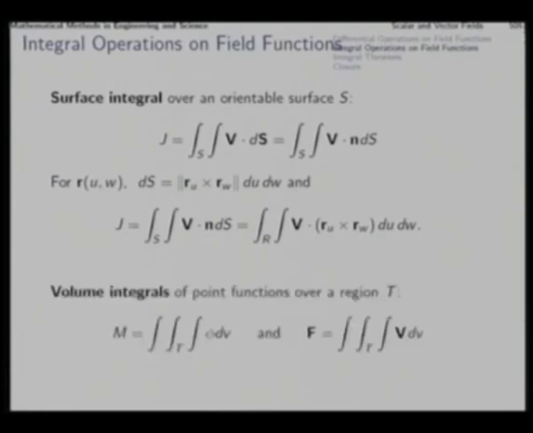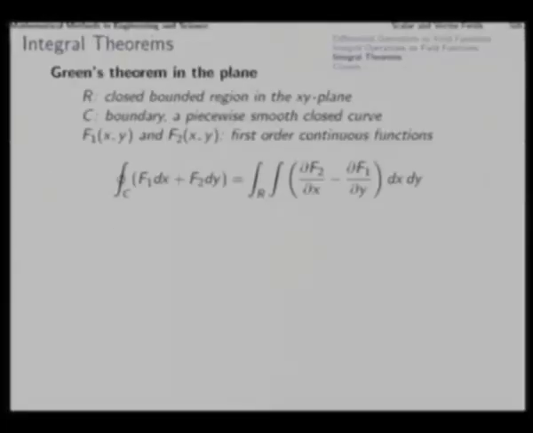Finally, we have got the volume integral, which operates over a differential volume. Volume integral you can evaluate for scalar field functions as well as vector field functions. So, in terms of these integrals, we have quite a few important theorems which are called the integral theorems. The first among them is the Green's theorem in the plane.